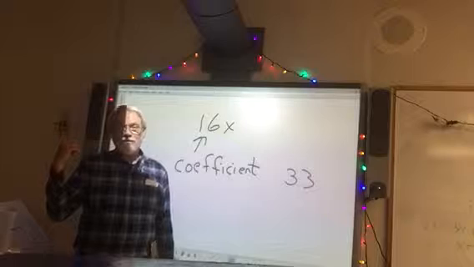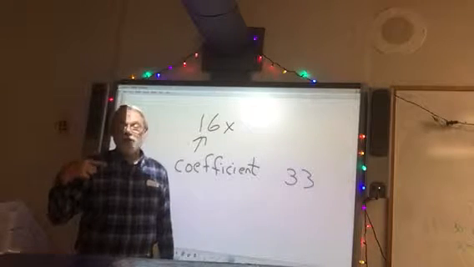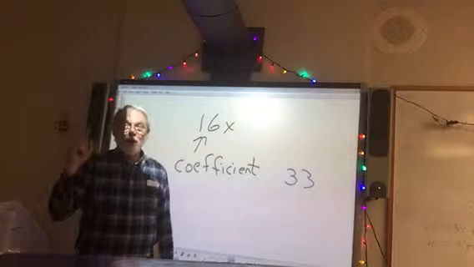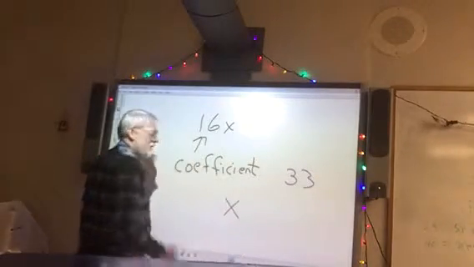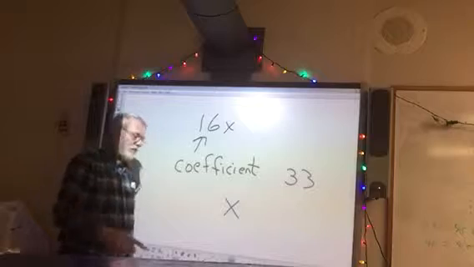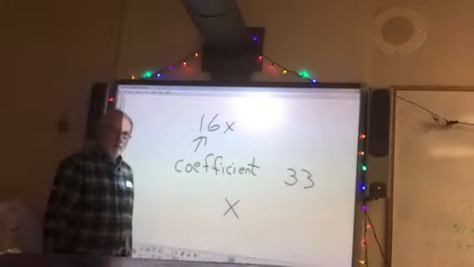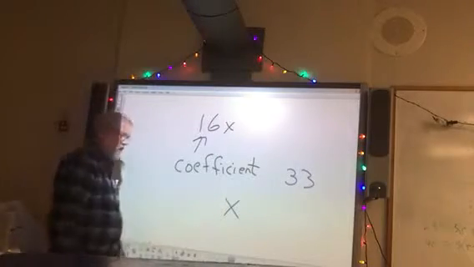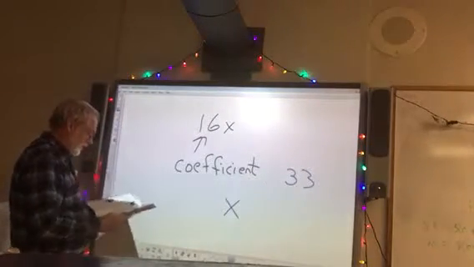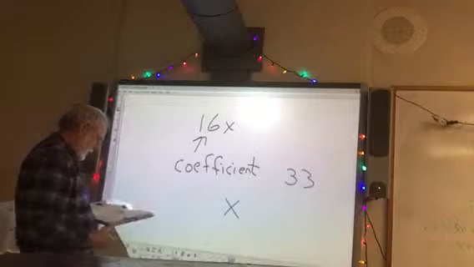Now back to something from yesterday. What is invisible in front of x? A 1. Yes, a 1. So even though x by itself is a monomial, there's still an invisible 1 in front of it. You see it? Okay, so it's not there. So that's the first thing you need to know. That's the idea of monomials.